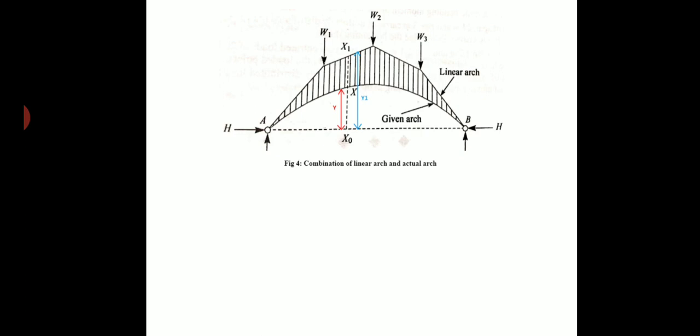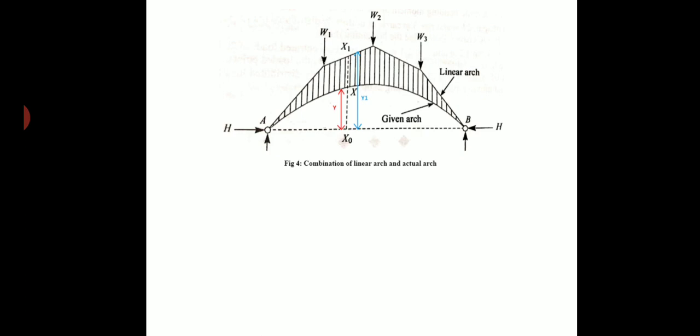So in case of a linear or theoretical arch, I would take the section on the same line, but I will extend to that of x1. So the overall section for a theoretical arch would be x naught x1, which is at the perpendicular distance of y1 here. Therefore the figure shows the combination of the actual as well as linear arch. So here y1 and y represent the rises for the linear as well as the actual arch.